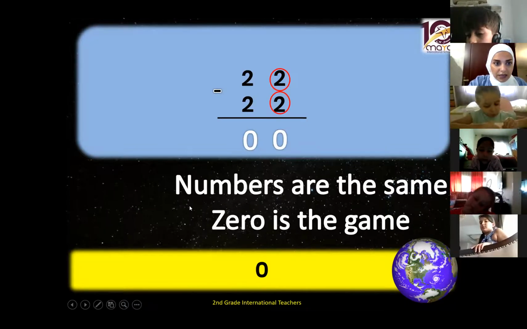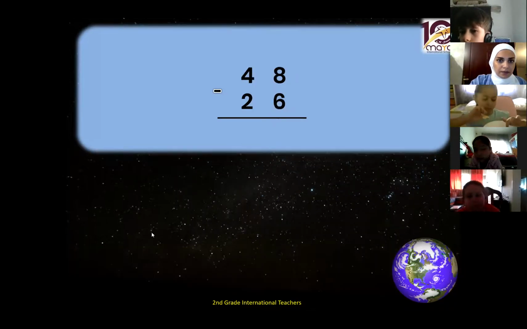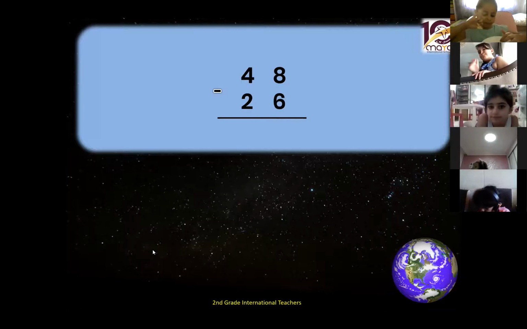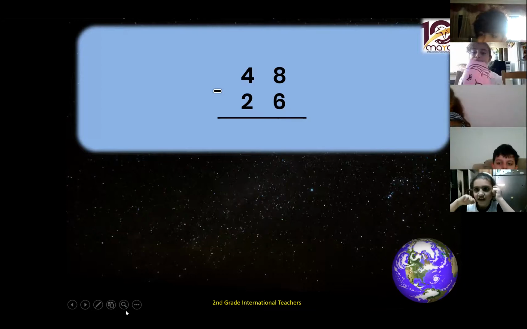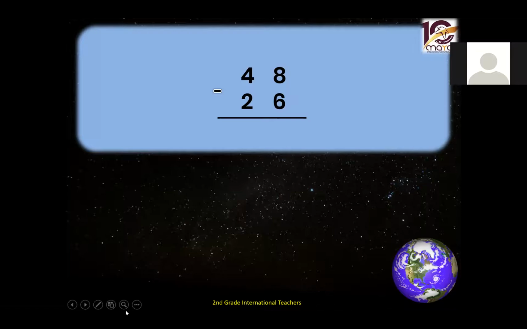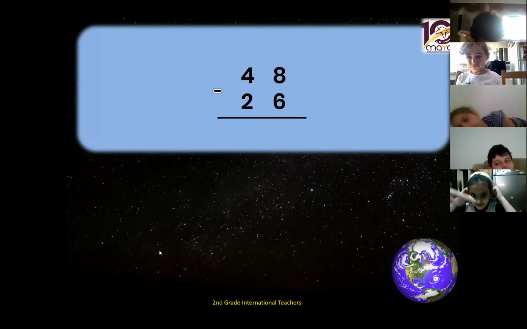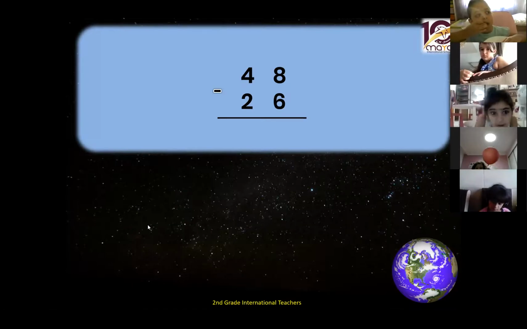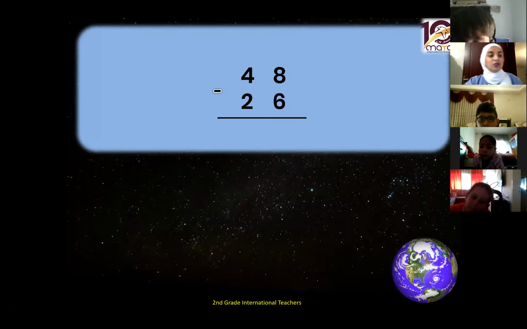Yes, Tahir. Tahir? Hi. Can you answer this? Yeah. 8 minus 6 is 2. So you didn't tell me what is the first step. I know your answer is right, but I need you to say it, please.